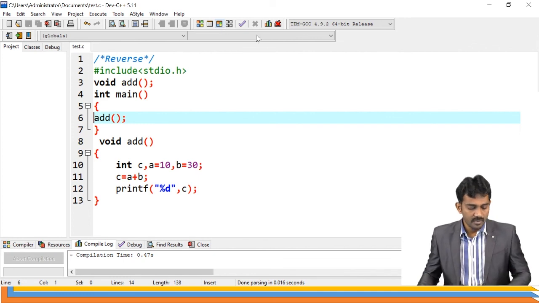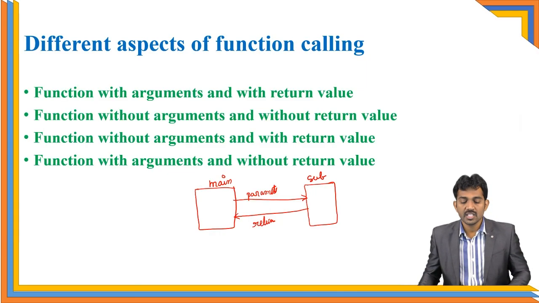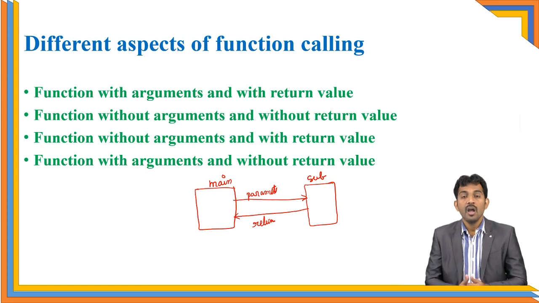Right? Okay. And in the next class, we will see various types of argument passing mechanism, call by value and call by reference. Right? Call by value and call by reference, how it is going to work also.